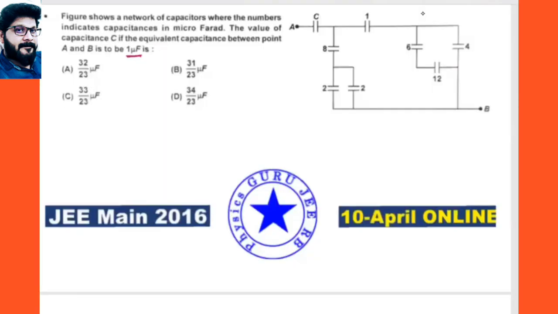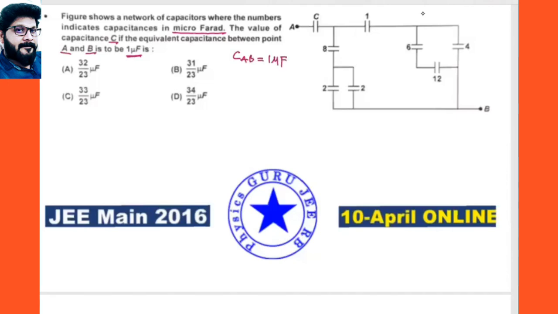Now we'll move to the 2016 Mains question, 10th April online. There are a number of capacitors. The figure shows a network of capacitors where the number indicates the capacitance in microfarads. So each number is indicating the value in microfarads. Find the value of the capacitance C, if the equivalent capacitance between points A and B is 1. That means the effective C across AB is given as 1 microfarad.